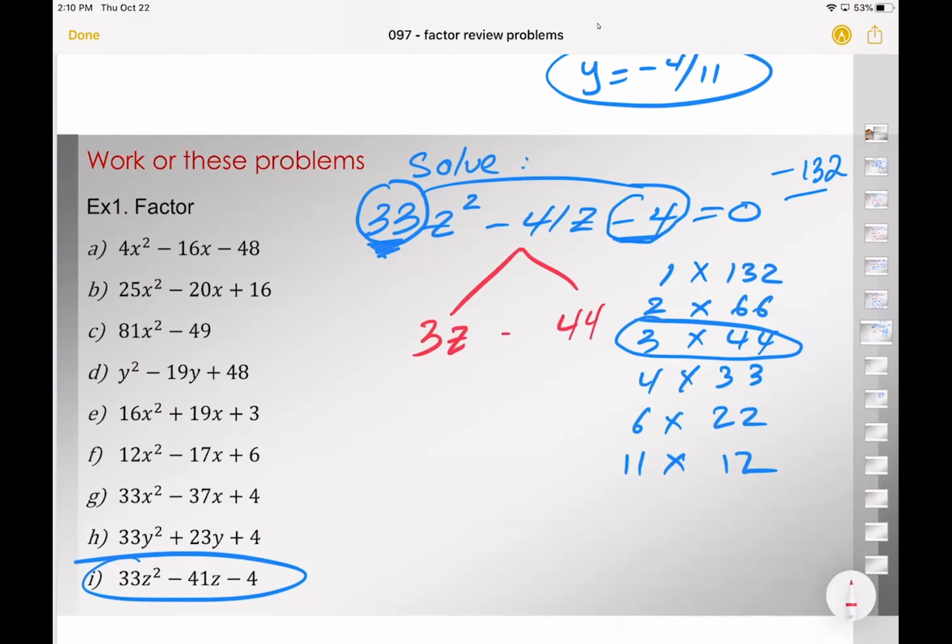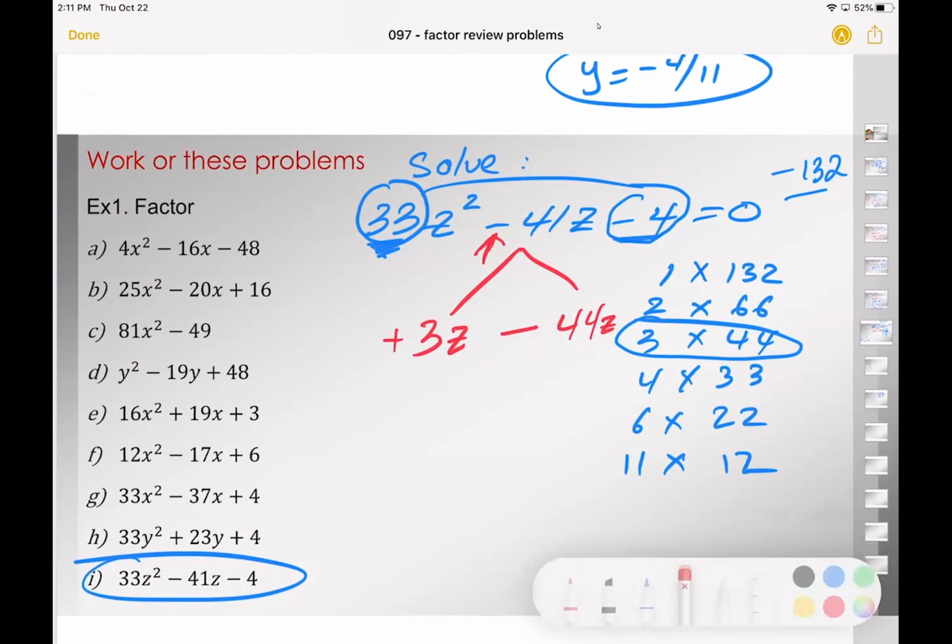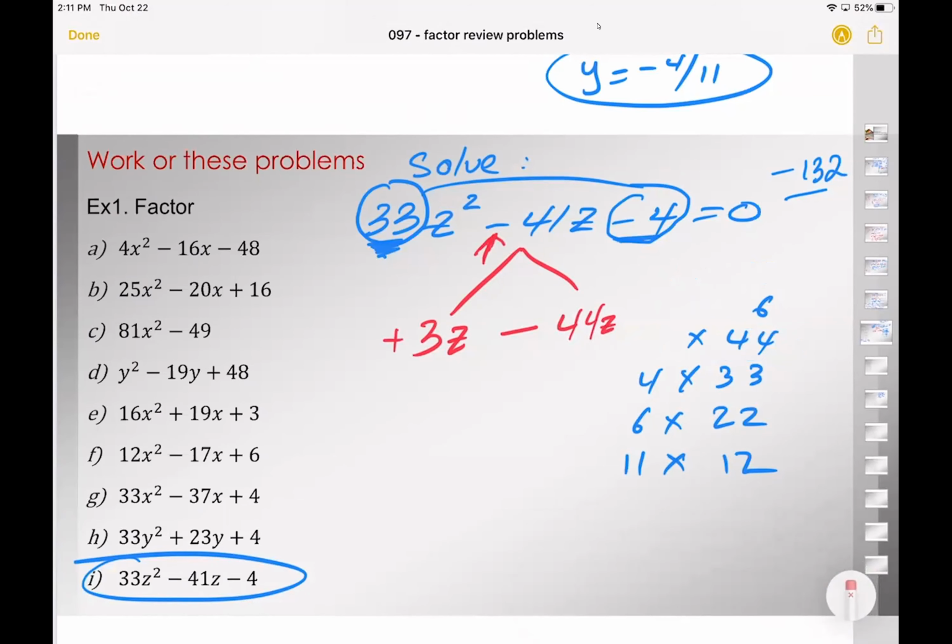The bigger number will get the sign of the middle term. In this case, the middle term is negative. So the bigger number is negative, and this other number will be positive. So we have a positive 3. Let me erase this here. We have a positive 3 and a negative 44, because negative 44 plus 3 will give me a negative 41.